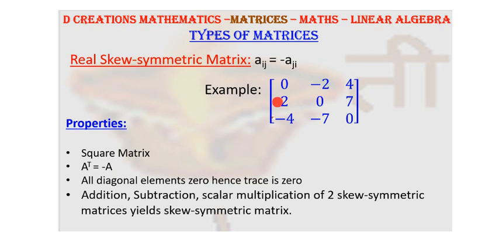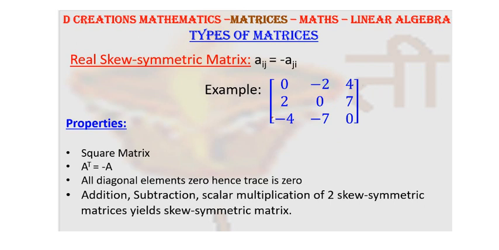Which is this element? This is second row first column, that is A21, and which is this element? It is first row second column, A12. Can you see? They are negative of each other. Similar situation with A31 and A13, or which is this element? It is third row, second column. So A32 and A23.